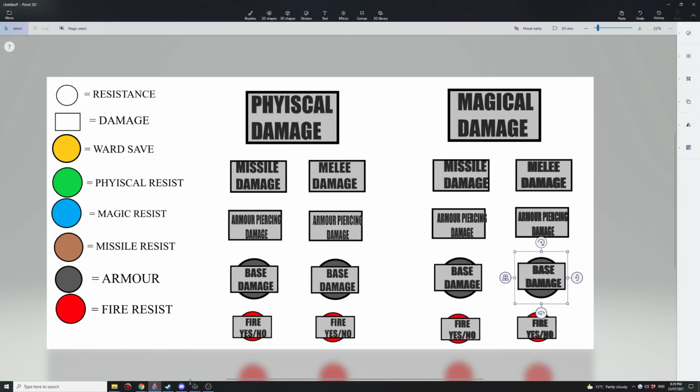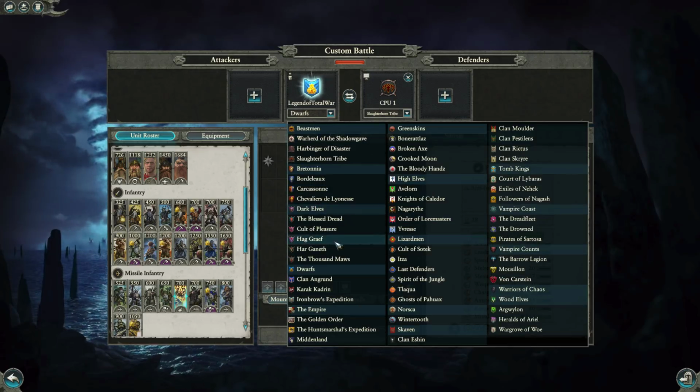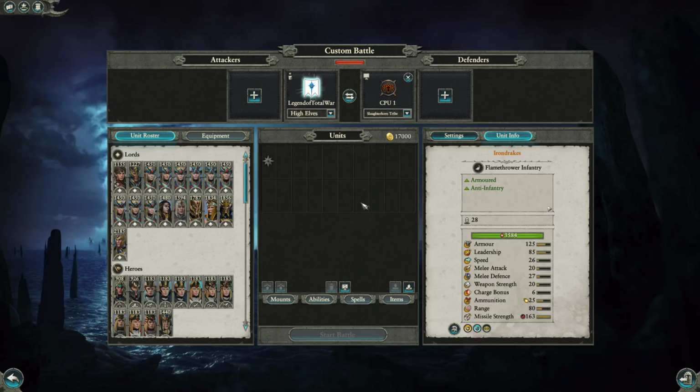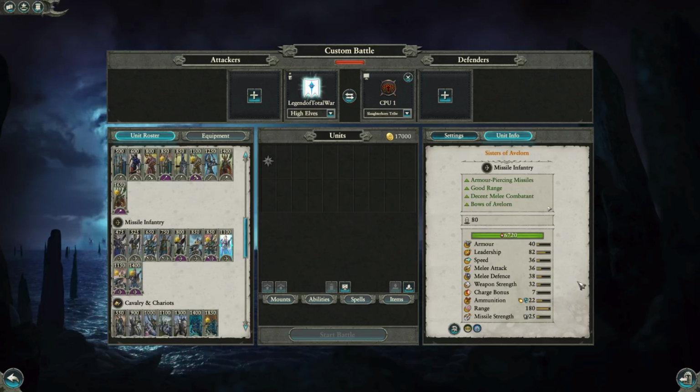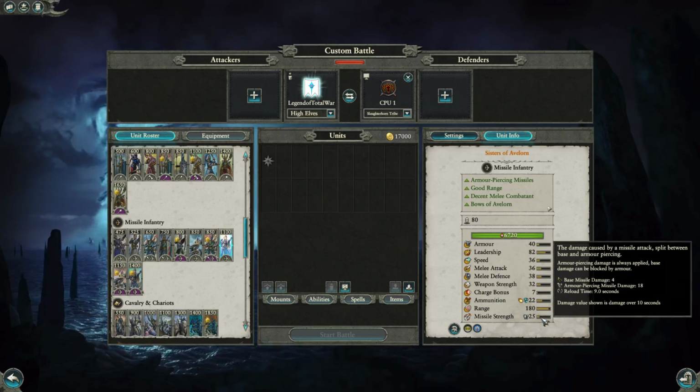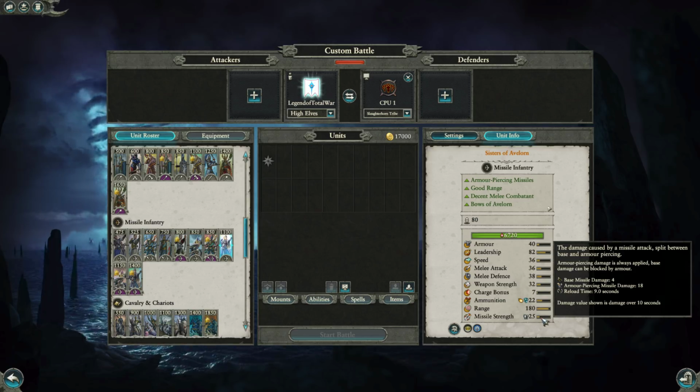But if we have a look over here, let's go back to the Sisters of Avalon, and look at the breakdown. So if we have a look here, their base missile damage is 4, and their armor-piercing missile damage is 18. That means their armor-piercing missile damage is magical armor-piercing missiles. So if you've got loads of armor, it's not really going to count for that much against the Sisters of Avalon.